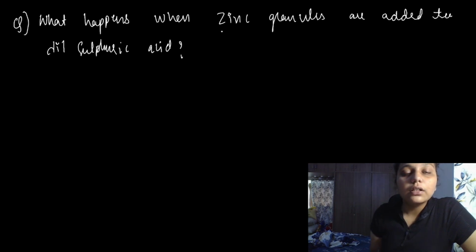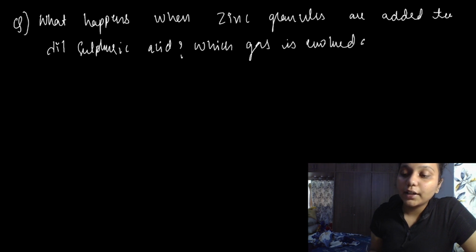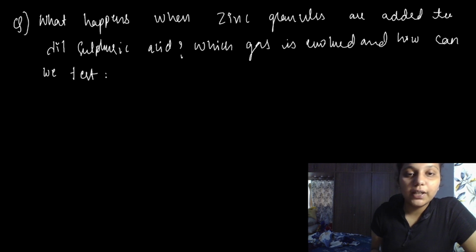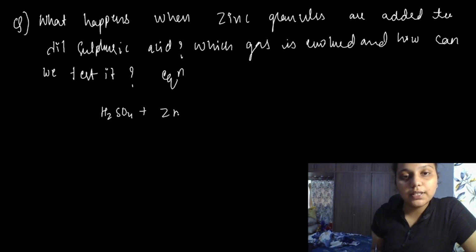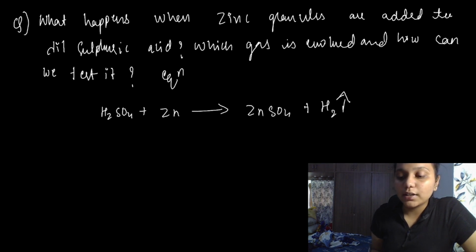Here we can say that it is a single displacement reaction. So which gas is evolved? Hydrogen gas is evolved. Fine. And how can we test it? Pop sound test, and you can explain that pop sound test also. That's very easy. And they are asking to write the balanced equation. We know that H2SO4 plus Zn gives ZnSO4, and H2 will be released.